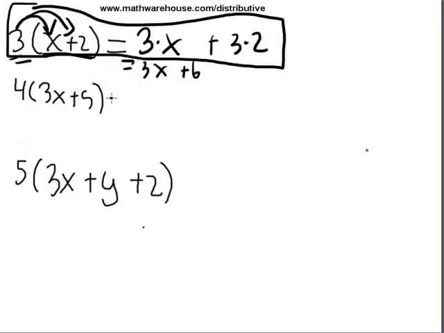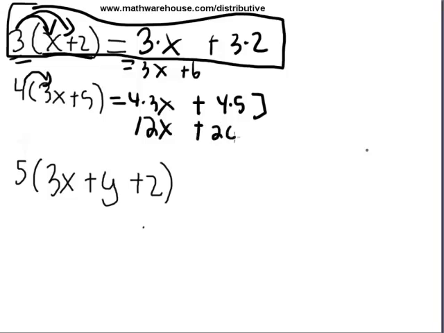Right, so let's apply the distributive property to this expression. So we distribute the 4 to the 3x, so it becomes 4 times 3x, and the 4 to the 5. Again, this here is the distributive property. The next step is we're simply simplifying.